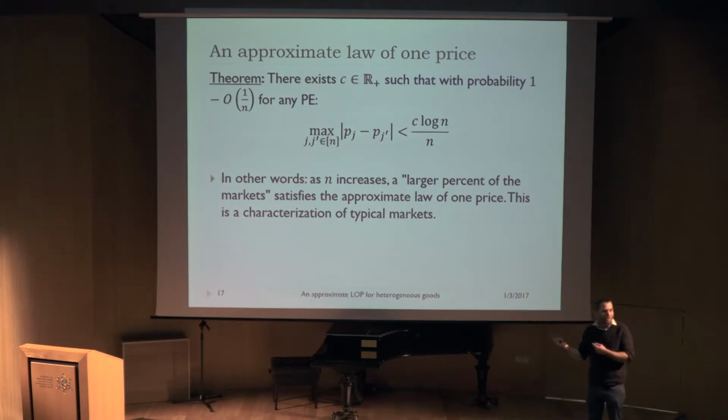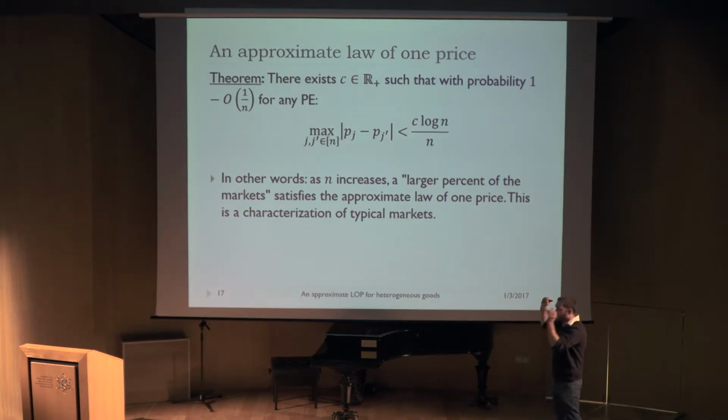Well, I said it's joint with Avinatan, right? You give a little, you take a little. Okay, so theorem: there exists a constant. We know this constant, it's not big. There exists a constant such that with high probability, with probability that goes to 1 quickly, for any price equilibrium, the maximal difference is at most this constant times log n over n.